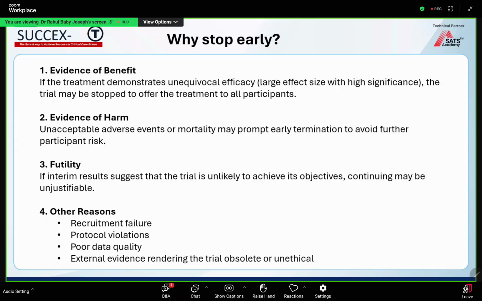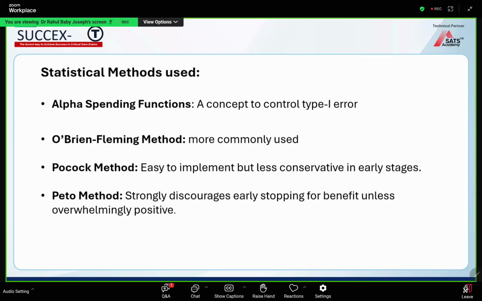If the interim analysis suggests that the trial is unlikely to achieve its objectives, then because of futility, it can be stopped in between. And there are certain other reasons also. Because of recruitment failure, there can be gross protocol violations, and there can be poor data quality, and you have external evidence rendering this trial unethical during the study. So these are all reasons why you may have to stop the trial in between.